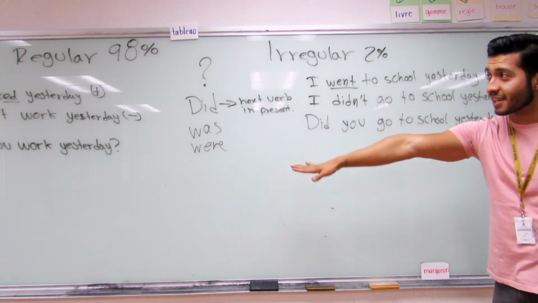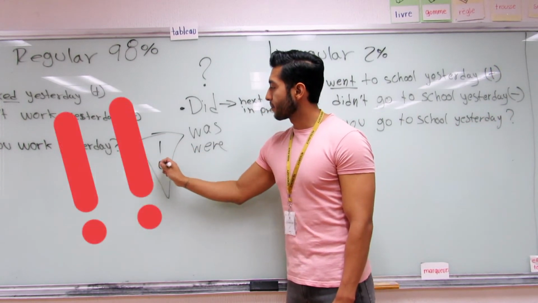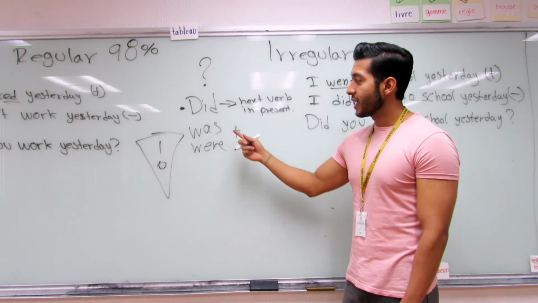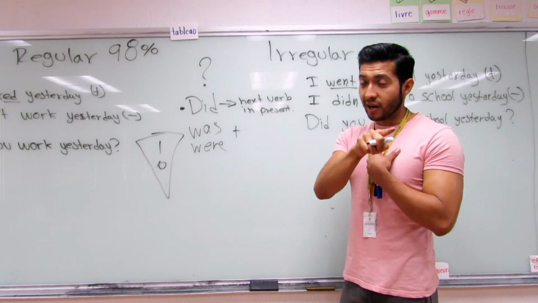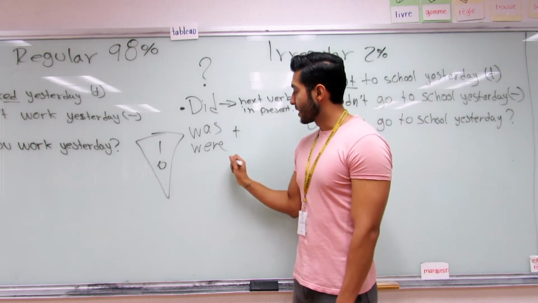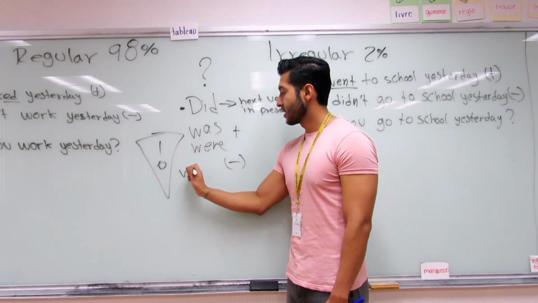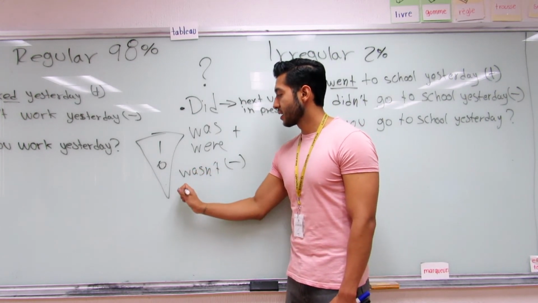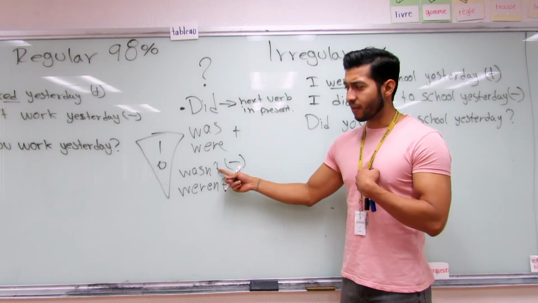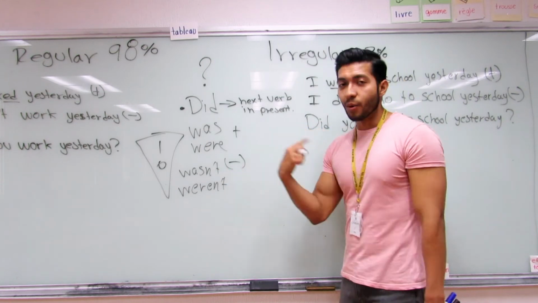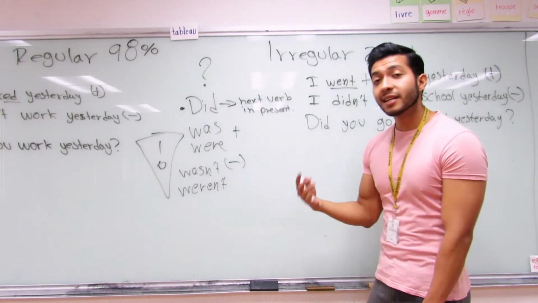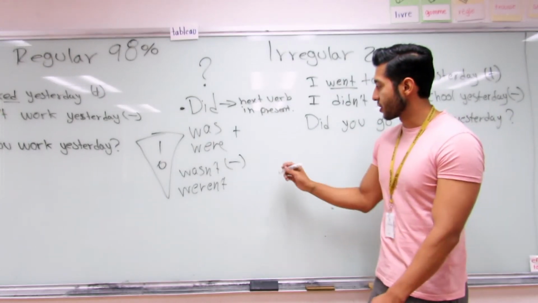So again, it's the same. You need to pay attention with was and were. Remember, this is positive, was and were. I was, you were, he was, we were. And then the negative of this is wasn't and weren't. So I wasn't, he wasn't, we weren't, they weren't. So this is negative.